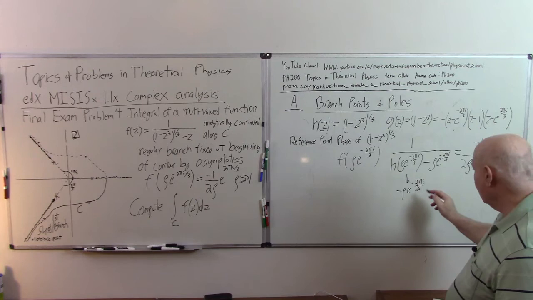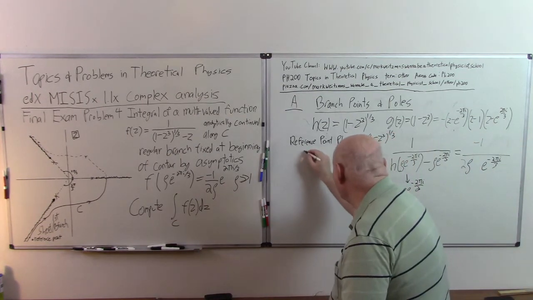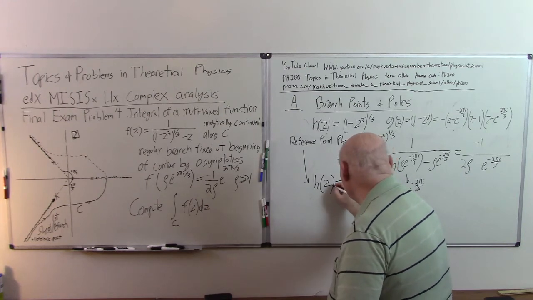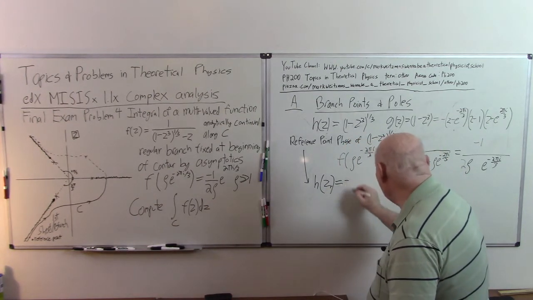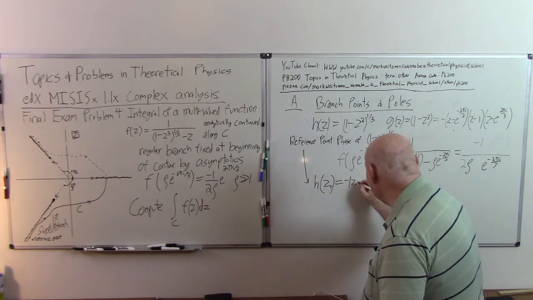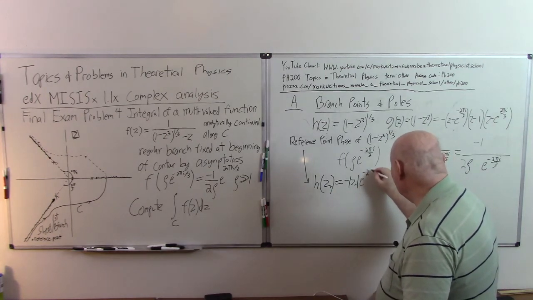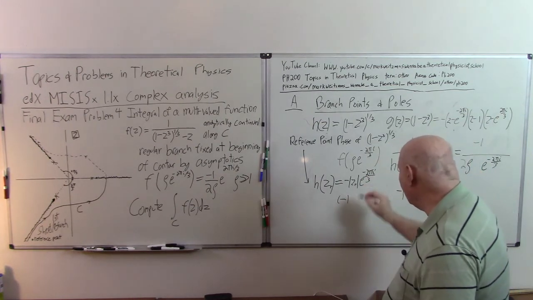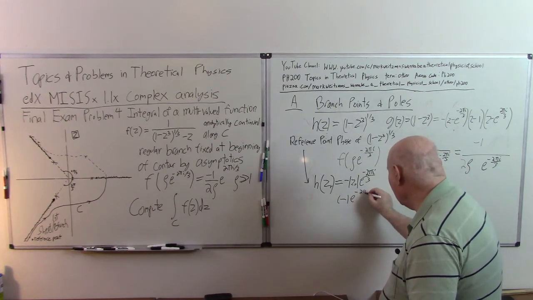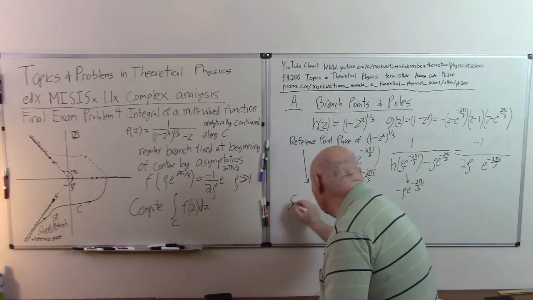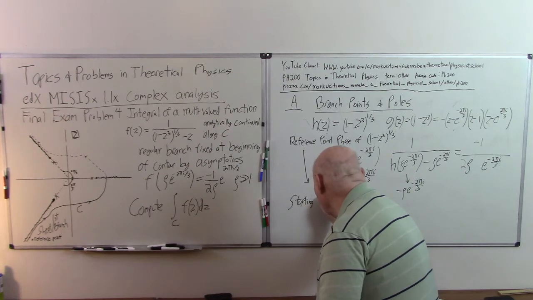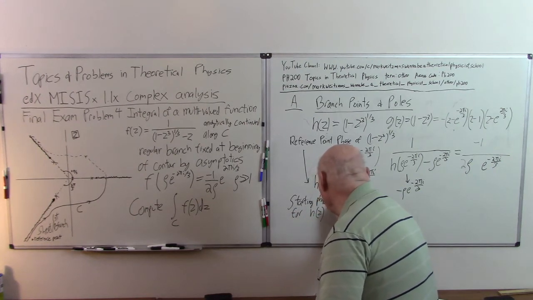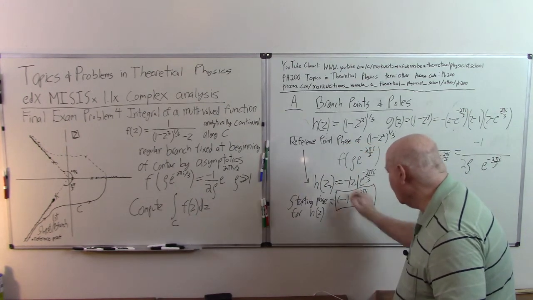So this shows that at the reference point, h of z, let's call it zr for z reference point, is equal to minus the absolute value of zr times e to the minus 2 pi i over 3. So our phase is essentially minus 1. I could combine it, but I'm going to leave it outside. e to the minus 2 pi i over 3. This is the starting phase for h of z. So we've got to remember that.